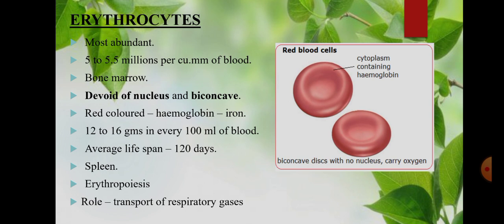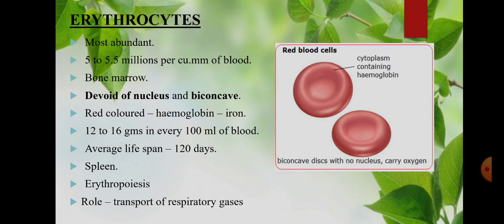Now, the reason for this absence of nucleus and biconcave shape is mainly for the transport of oxygen. Okay, so that biconcave disc with no nucleus, the peculiarity of that type of RBC is mainly to carry oxygen. But when we look at the RBC of camels and llama, they have nucleus. Now erythrocytes are red colored.